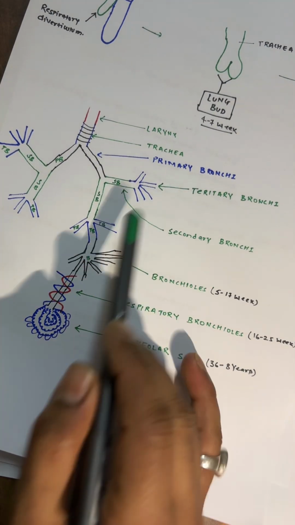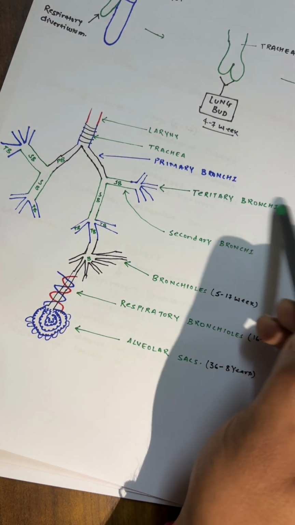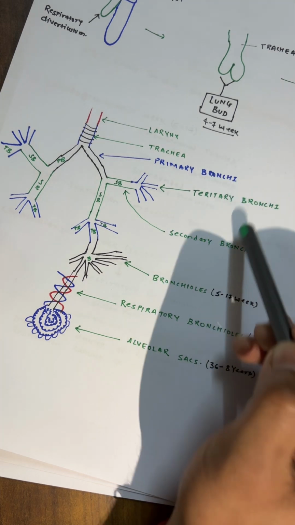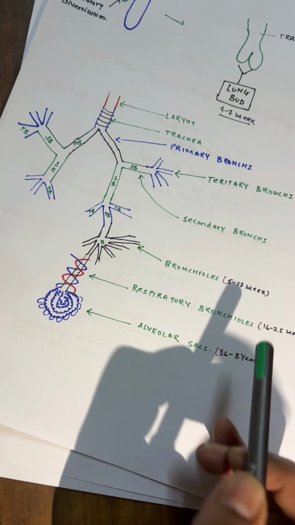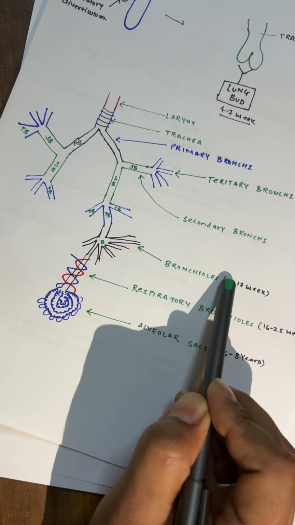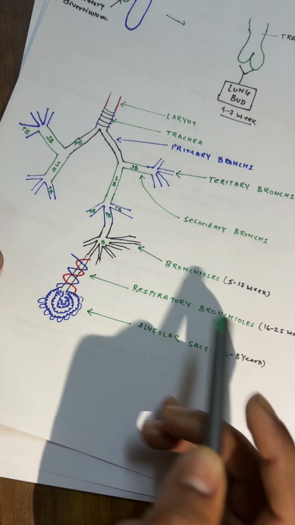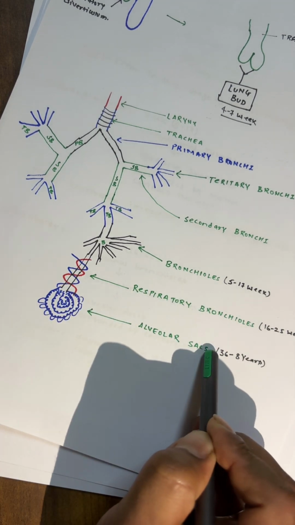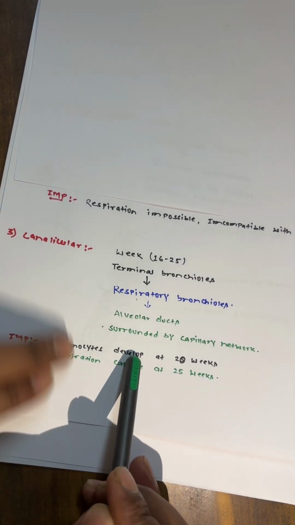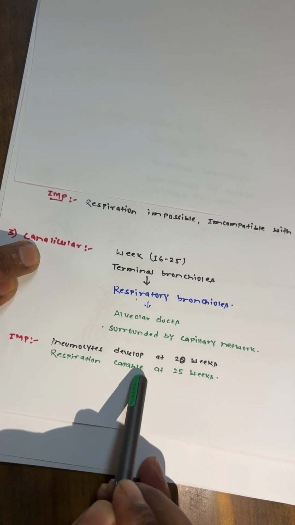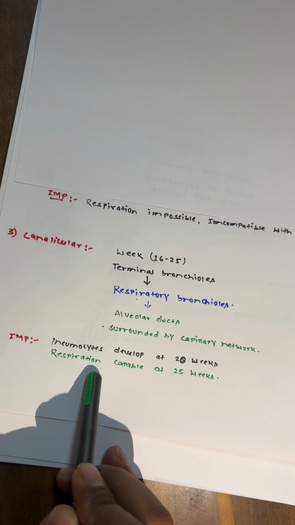Now we can correlate from the diagram. In the embryonic stage, primary bronchi, secondary bronchi, and tertiary bronchi form. In the pseudoglandular stage, terminal bronchioles form, and in the canalicular stage, they form the respiratory bronchioles and alveolar ducts. And also don't forget that pneumocytes start developing in the canalicular stage, and infant respiration starts in this stage.